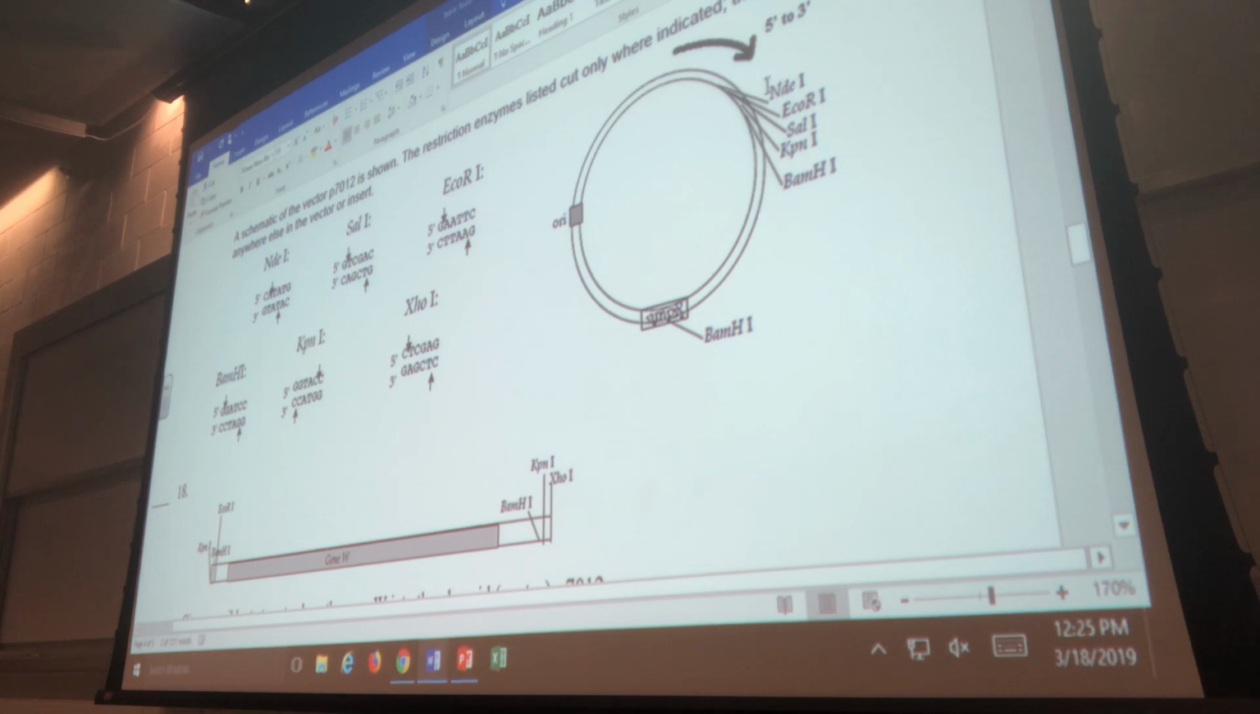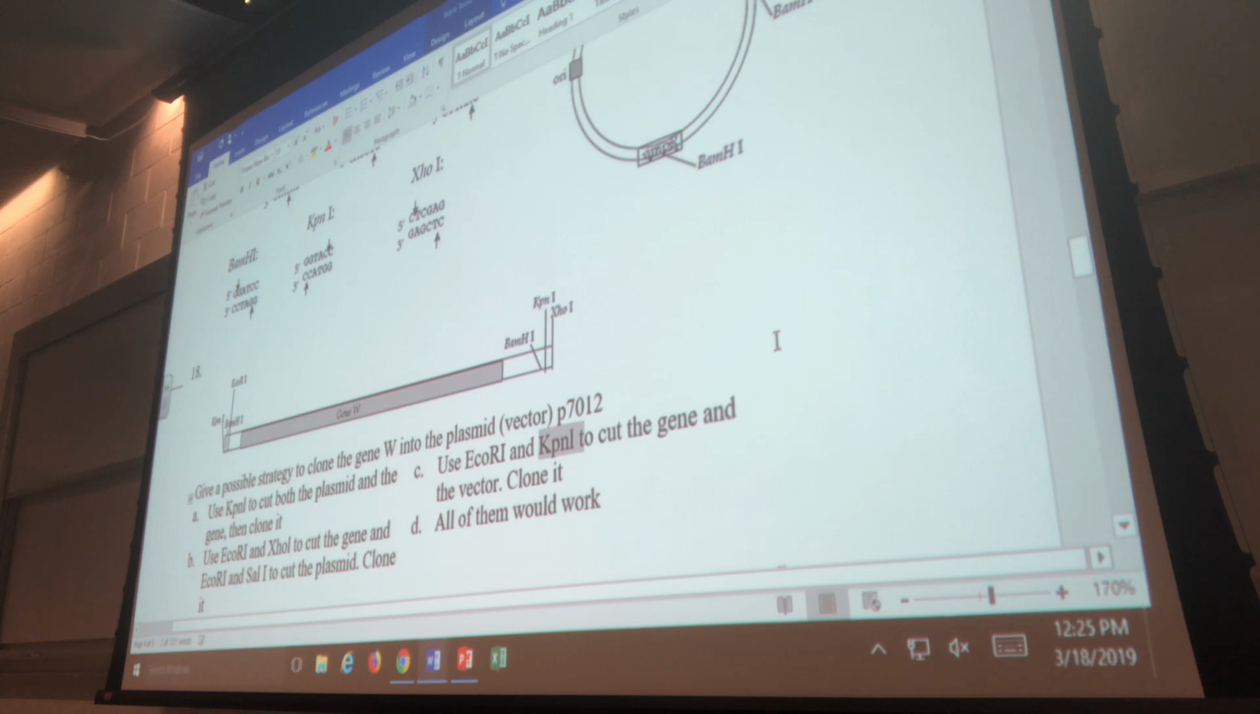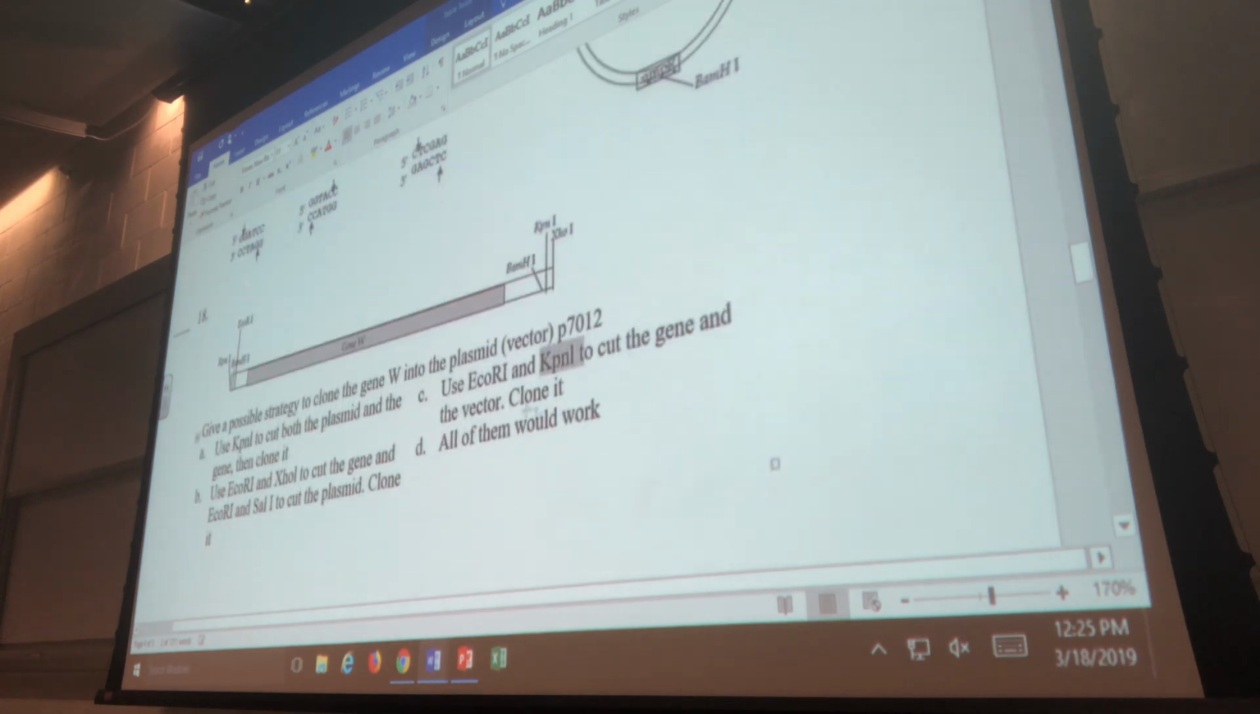There's EcoR1 there, and there's KPN1 right there. So you are able to insert this gene into the plasmid using 2 restriction enzymes if you wanted to. I'll explain why sometimes you want to use 2 restriction enzymes instead of 1, and I'll explain that at the end. Well, if we were using test-taking strategies, because both A is true and C is true, that means all of them should work, right?